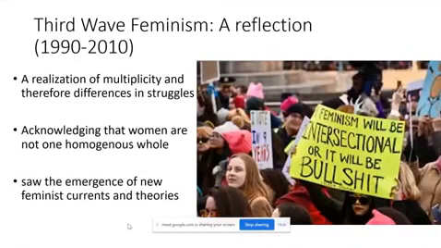So we can roughly put it between 1990 and 2010. And what was the third wave all about? Obviously, intersectionality. The third wave realized that oppression is not only on the grounds of gender, there are intersections. You're not oppressed only because you are a woman.